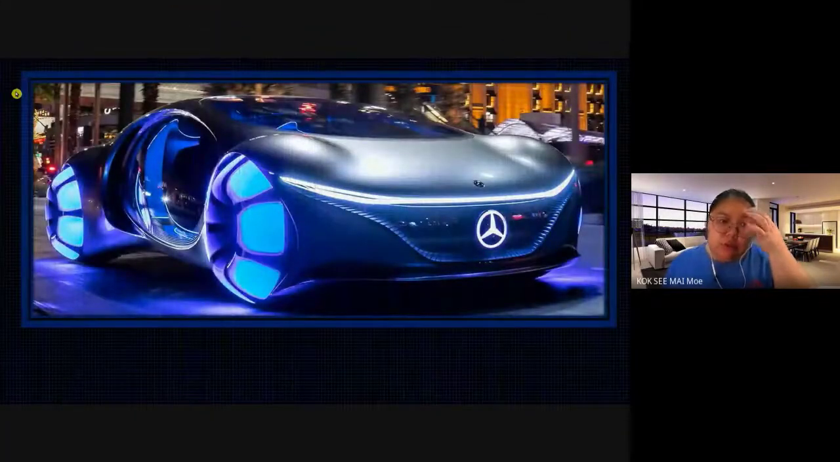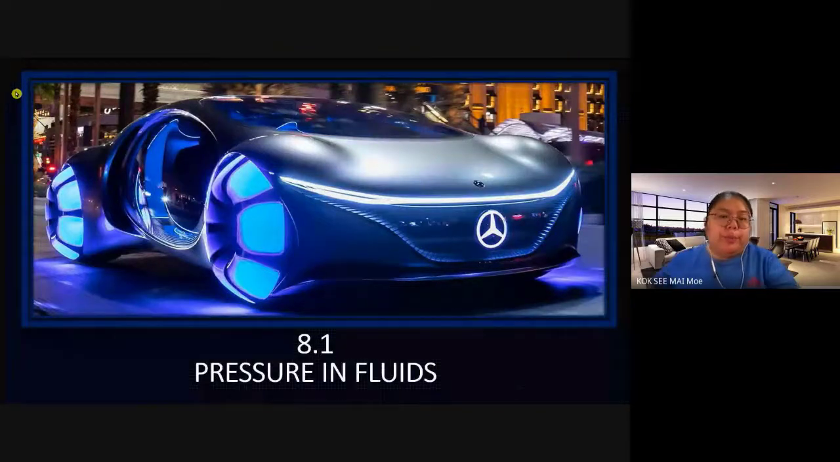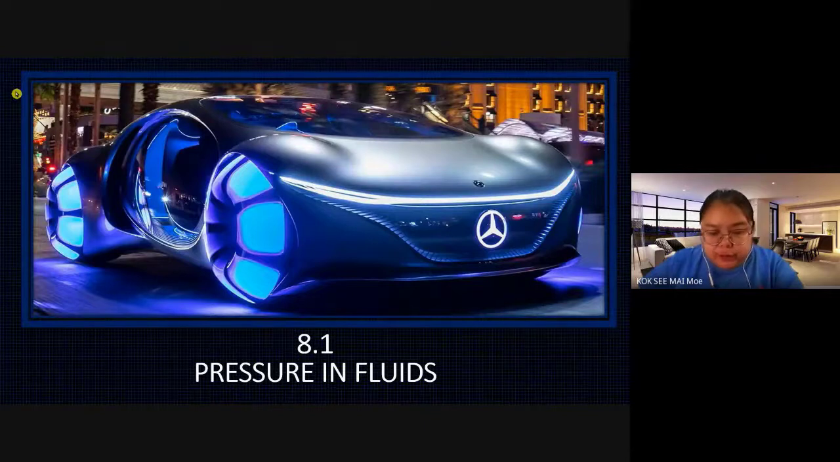Okay, today we go to 8.1, pressure in fluid. Fluid means either liquid or gas. We can also use the word fluids.